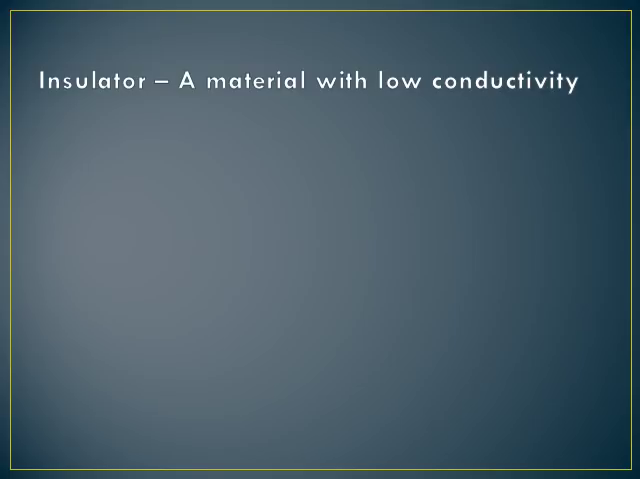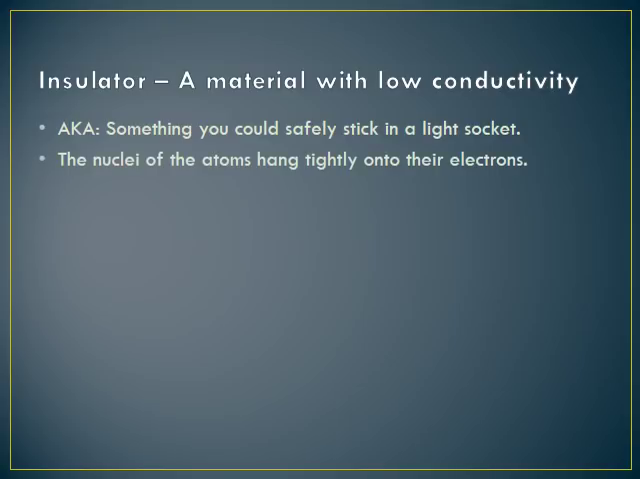One category of materials is known as the insulator, and these are materials that have a low amount of conductivity. In other words, the electrons do not move very easily from one atom to the other in an insulator. Another way to think about an insulator is this is something you could safely stick in a light socket. As we all know, there's really high energy electrons inside those light sockets, but if you stick an insulator in there, those electrons can't move out to electrocute us. So if you can picture something you could stuff into a light socket, it would probably be an insulator.